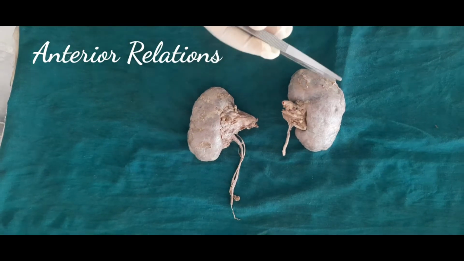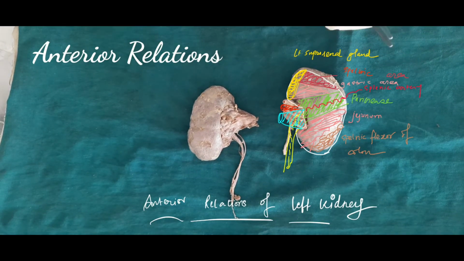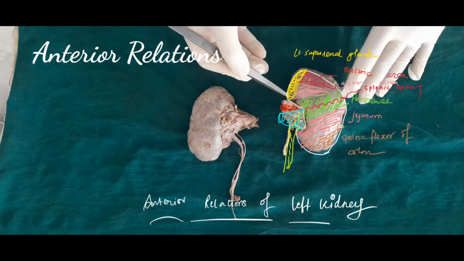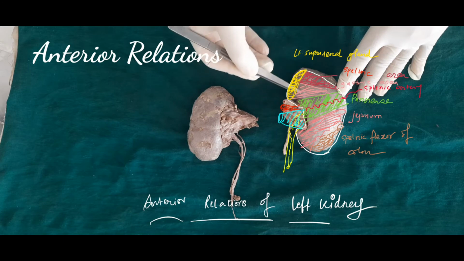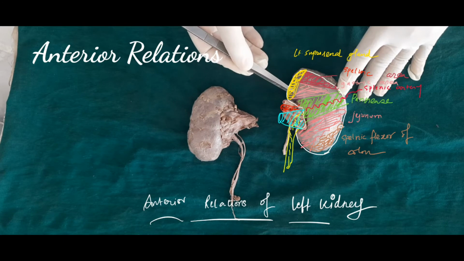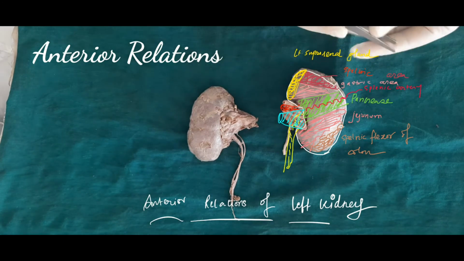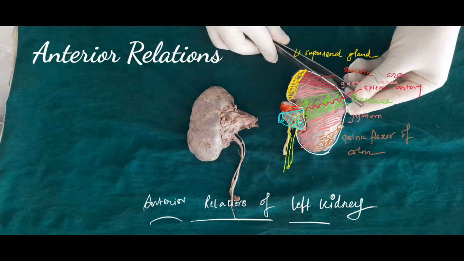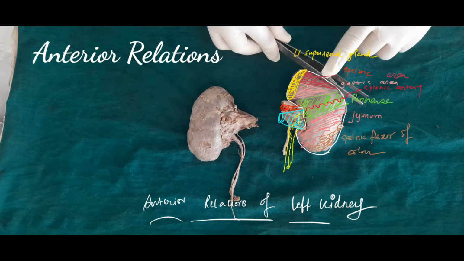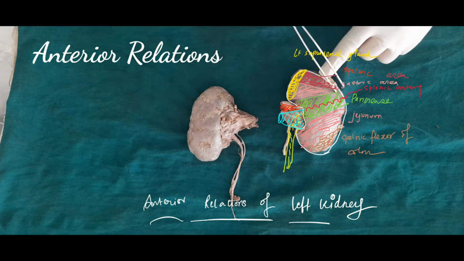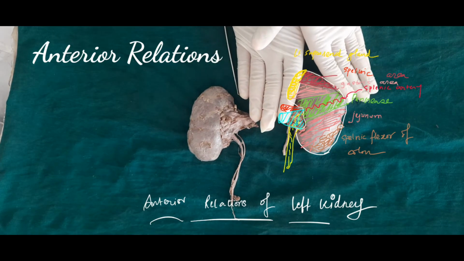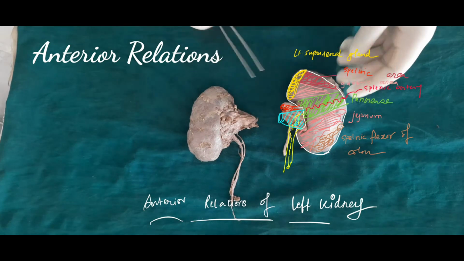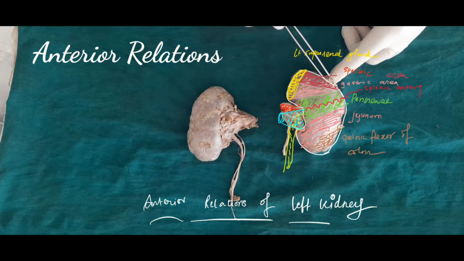Now the anterior relation of the left kidney. Anteriorly, this area of the upper pole is related with the suprarenal gland. On the left side, this portion is related with the spleen, the splenic area. This triangular area between the suprarenal and the splenic is related with the gastric area, which means it is related with the stomach.